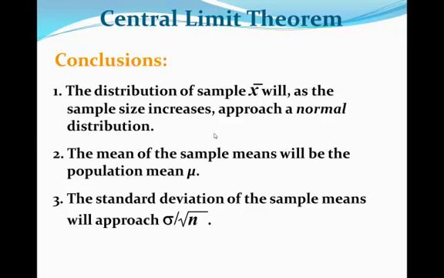And conclusions: the distribution of sample mean x bar will, as the sample size increases, approach a normal distribution. The mean of the sample means would be the population mean mu. The standard deviation of the sample means will approach sigma over square root n. So the essence of central limit theorem is we take a whole bunch of samples and we compute the sample mean. And the mean of the sample means will be the same as the population mean. And the standard deviation of the sample means will approach sigma over square root n. So that's the essence of the central limit theorem.